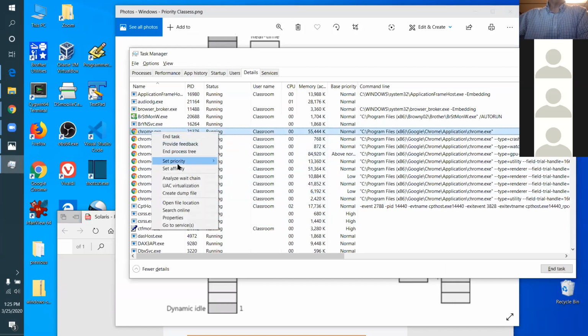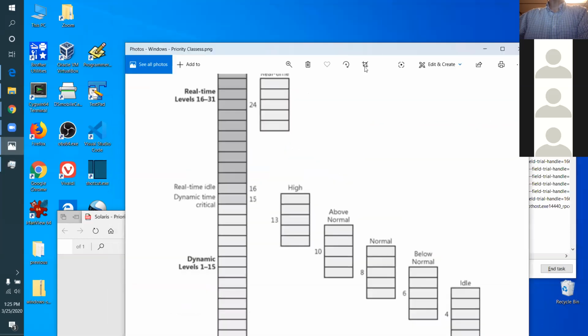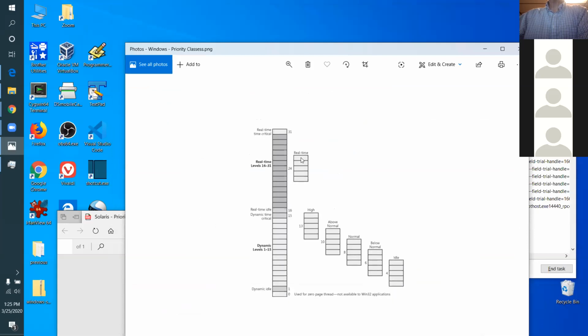If you go over here, you can set the priority. Oh, notice this one says real time. Don't put something up there in real time. It could lock up your computer. Real time is, well, actually, I don't think it, real time is this band here.